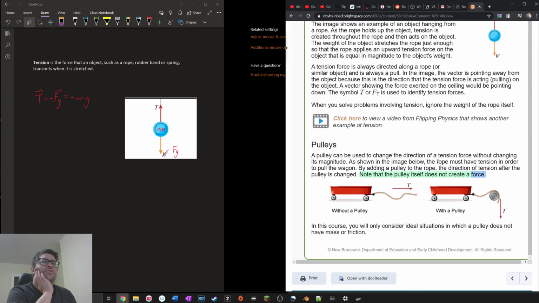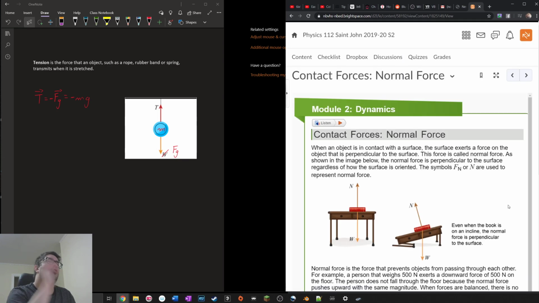A pulley can be used to change the direction of the tension force without changing its magnitude. So we'll use pulleys to change the direction of the tension, which will be down instead of straight, but it will not change how the force is applied on this wagon. Right? It's still going to go forward. And they say the pulley does not create a force. It simply changes the direction of it. There's a lot of force on the pulley itself because it's going to break at some point if you use it for 1,000 years, right?